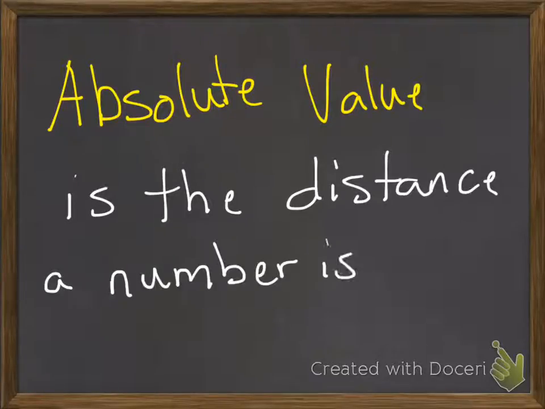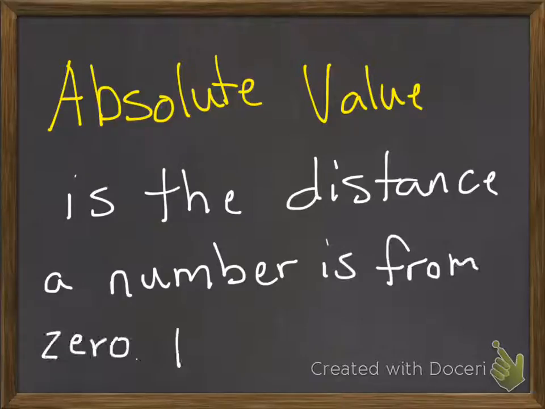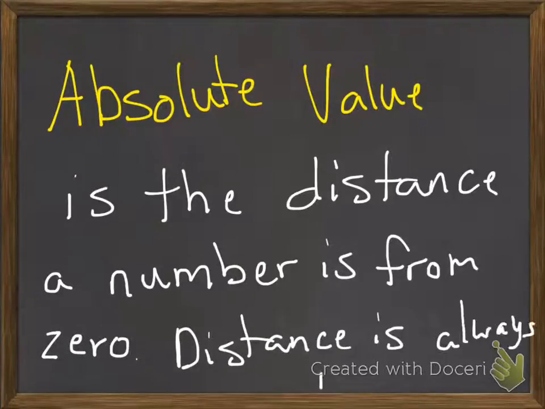This distance always needs to be positive. So therefore, the absolute value of any number is always going to be positive, no matter what it is. So if I have a positive value, that answer is going to be positive. If I have a negative value, the absolute value of a negative number is always going to be positive.